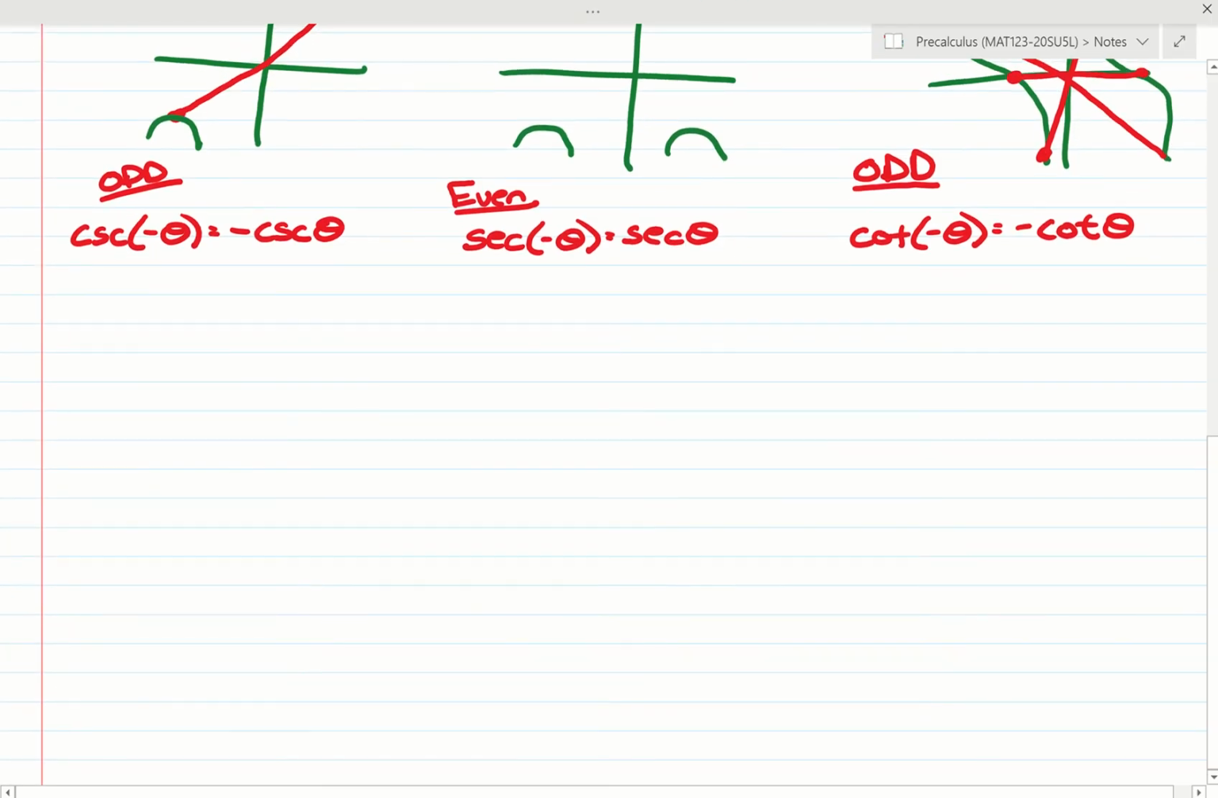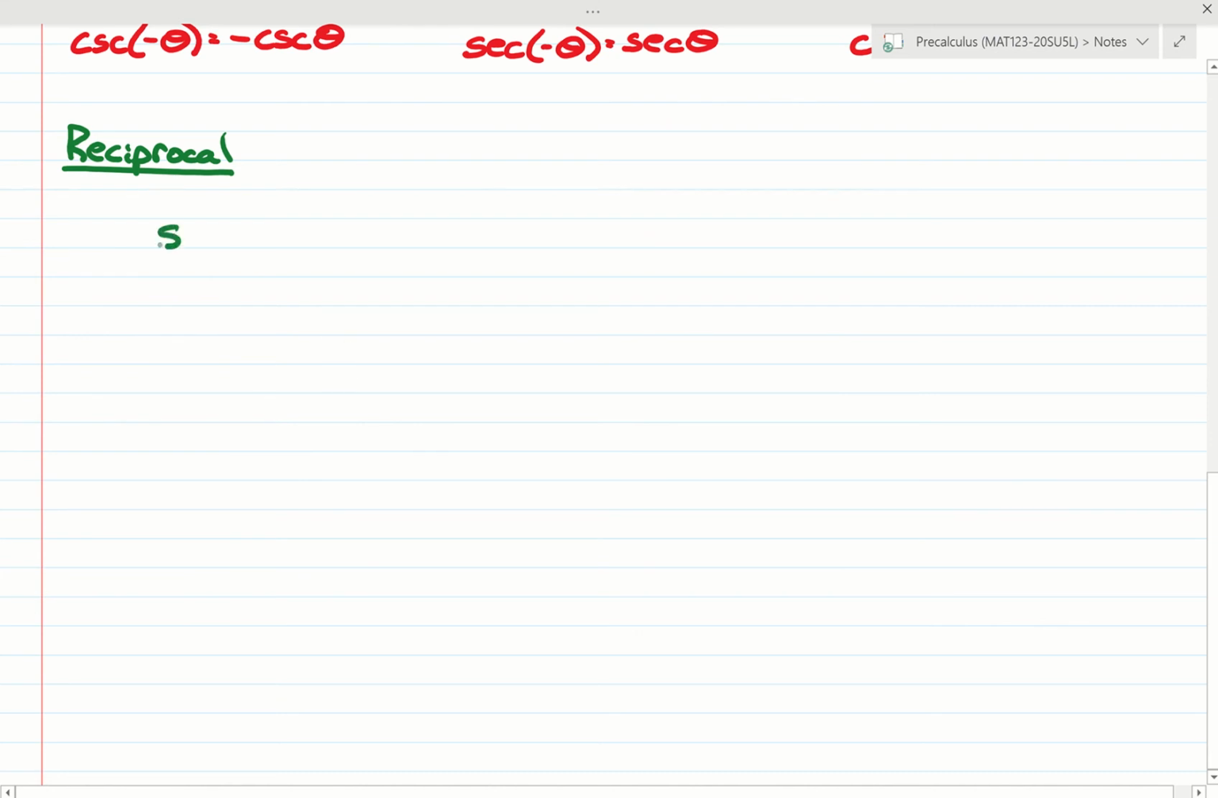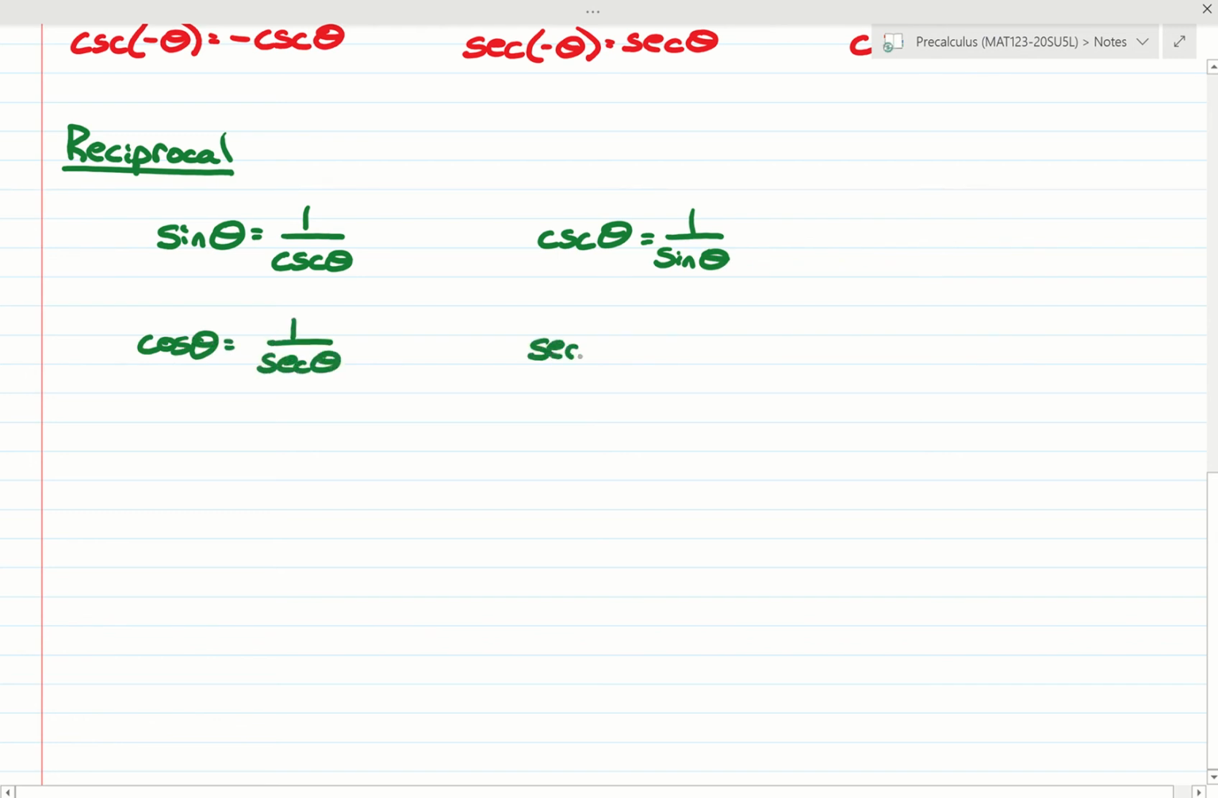Let's move to our reciprocal properties, which we've talked about in another section, but we just want to have some of our properties in the same place here. So just quickly, the reciprocal property said that if you know what sine is, you could take 1 over the cosecant, and that would equal sine. If you go the other way, 1 over the sine of theta would give you what cosecant is. Cosine of theta is equal to 1 over secant of theta, and therefore secant of theta is equal to 1 over the cosine of theta.